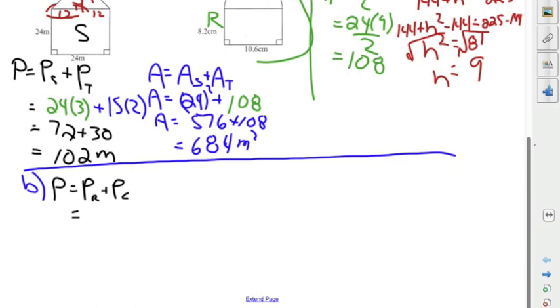10.6 plus 8.2. So I'm just going to write it like that, right? We have our two side lengths, so this is 8.2 as well.